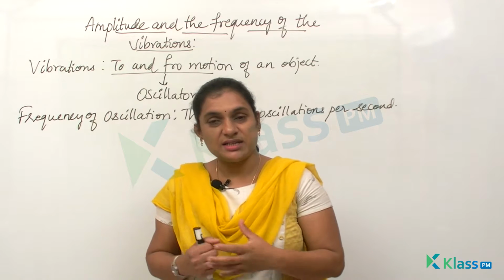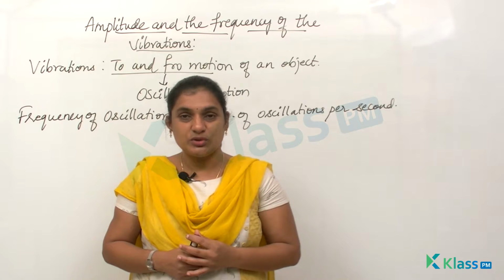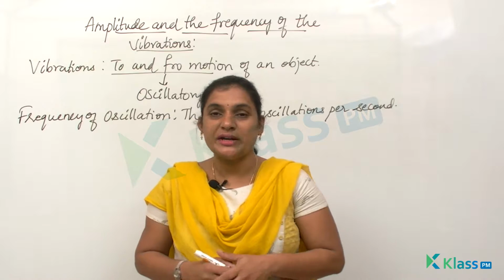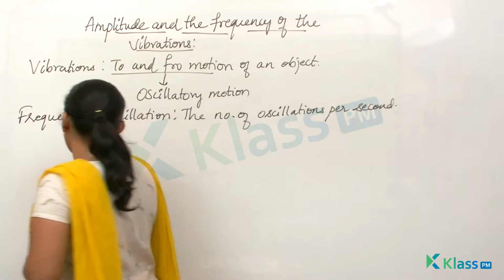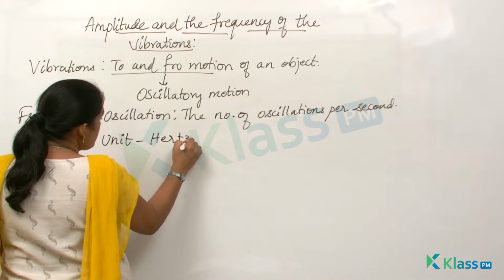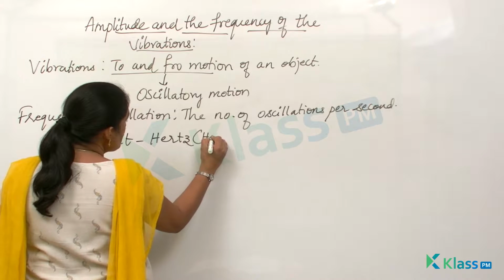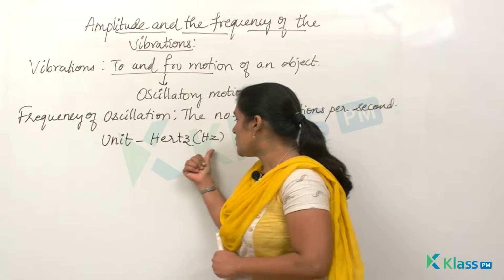Like all other quantities have units of measurement, frequency also has a unit of measurement, which was coined after a scientist called Hertz. So it is named after him as Hertz. It is denoted by Hz, capital H and small z.